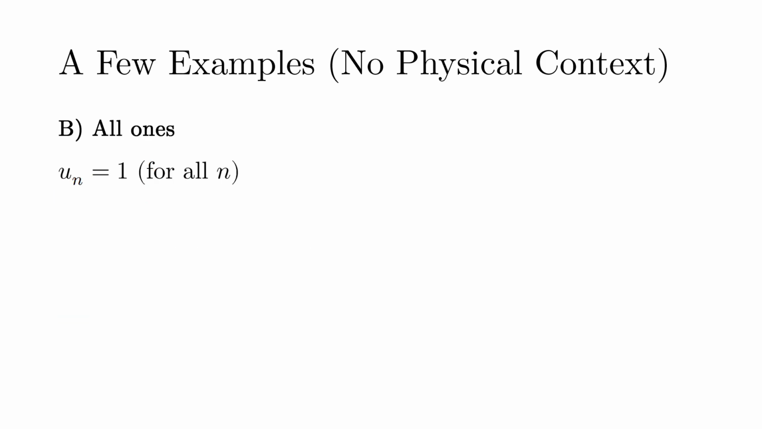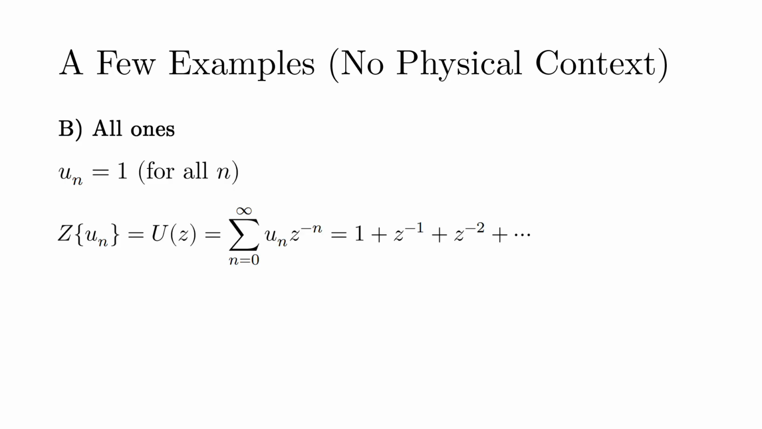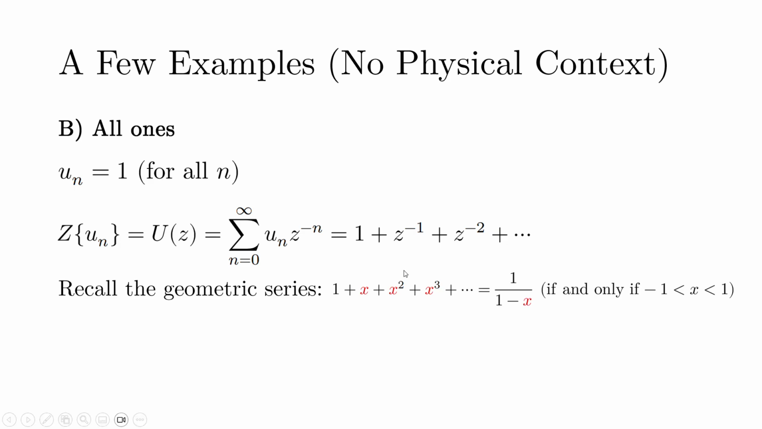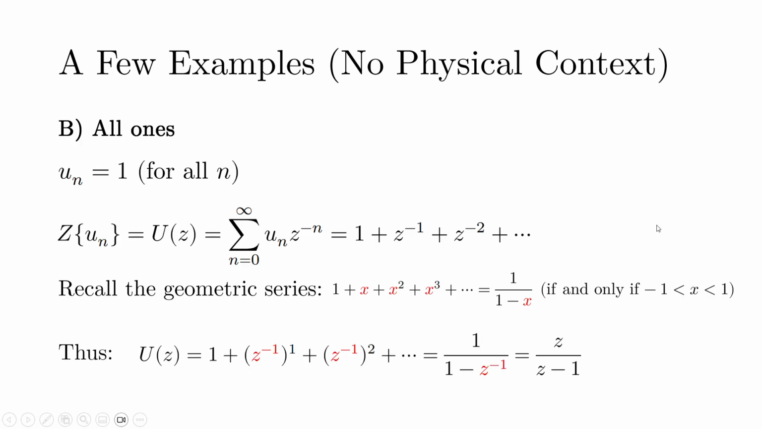Second example, the all ones sequence, so u_n equals 1 for all n, works just the same. The Z-transform of u_n is also written down as capital U of z, is defined as this series. All u_n's are 1, so we're left with 1 plus 1 over z plus 1 over z squared, and so on and so forth. And you might recall the geometric series, so a series like this always equals 1 over 1 minus x, and I can use that to calculate what the term from above is, and by doing some quite easy simplifications, we'll get that the Z-transform of this all ones sequence is z divided by z minus 1. And again, there's not necessarily physical context, this is just to show you that the Z-transform is nothing magical, and for the basic sequences it's not too hard to calculate what it is.